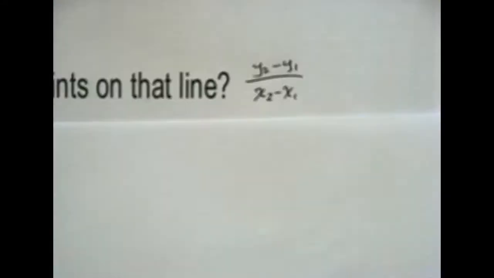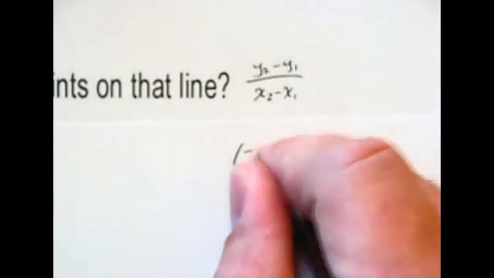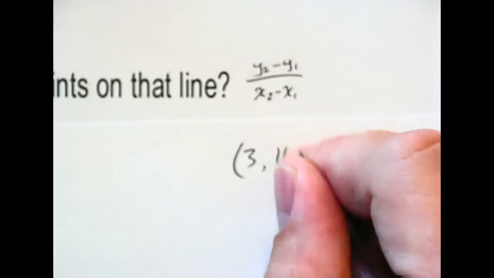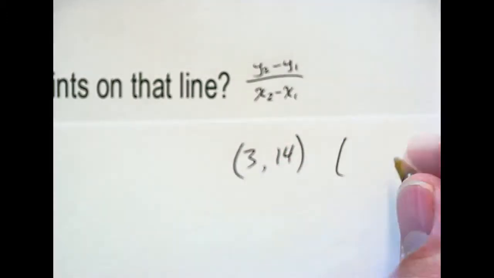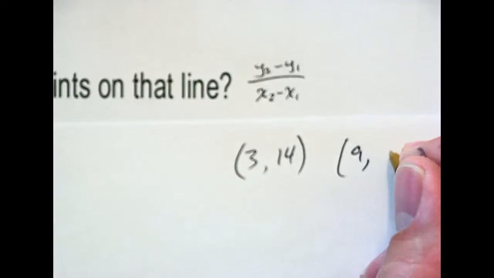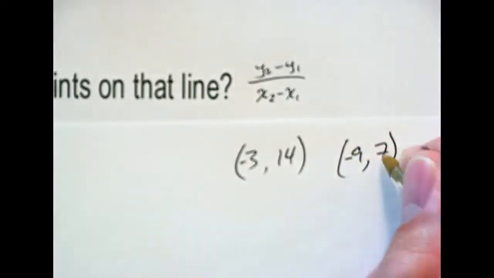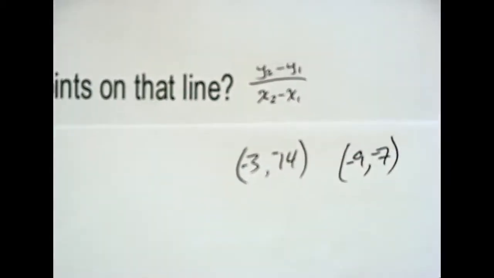If I'm given 2 points, 2 coordinates. Cody, give me a number. 3. Jaden, another number? 14. Maddie, another number? 9. And Jaden, another number? 7. All right. I'm going to make that one negative, make that one negative, and that one negative, and that one negative. Now I have all negative numbers.